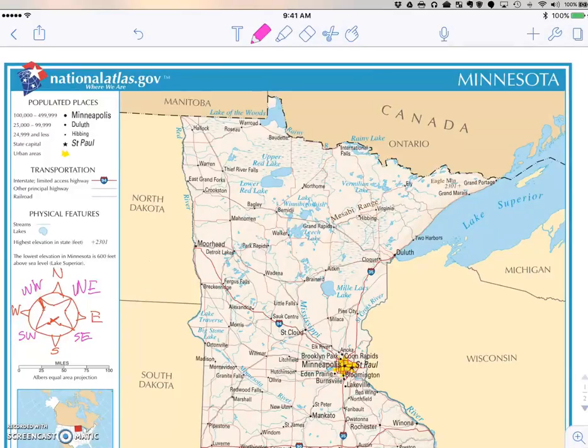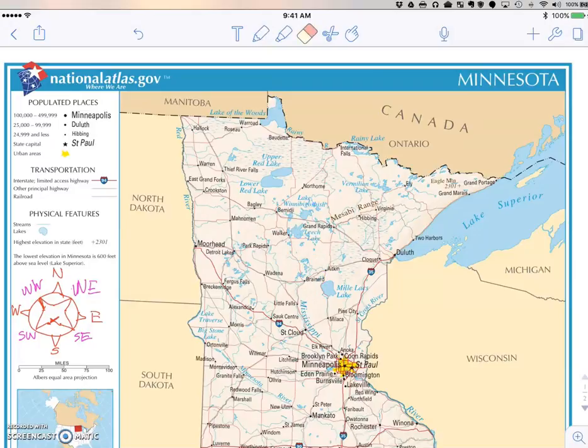So when we're looking for directions on a map, let's say we want to start at St. Cloud. So we're going to start here in St. Cloud, okay? And we want to go north. Well, we just look at the compass rose and we see that north is up. And so all we need to do is go up. And we can see that Brainerd is north. We can also see that Northrum is north.